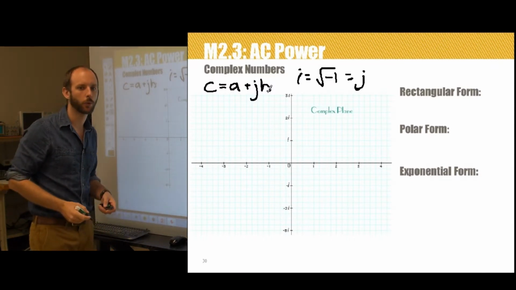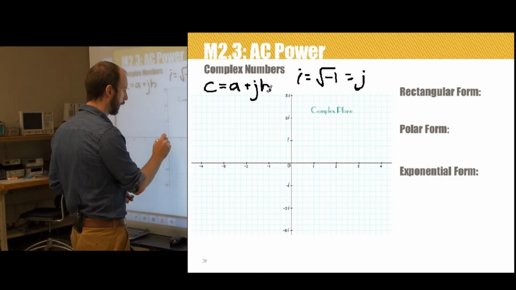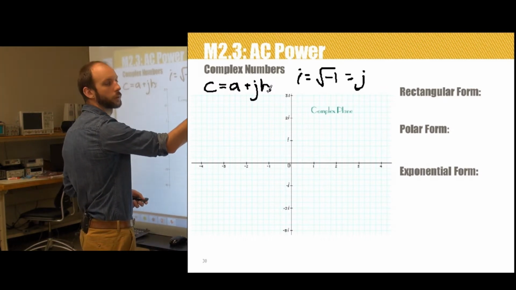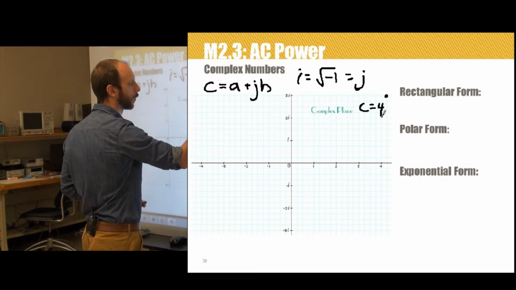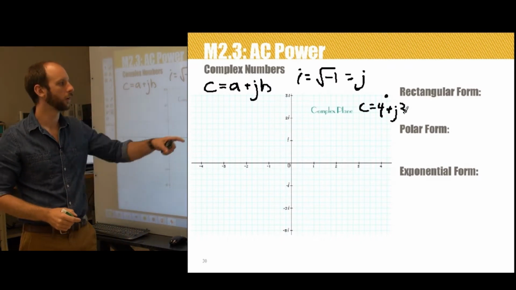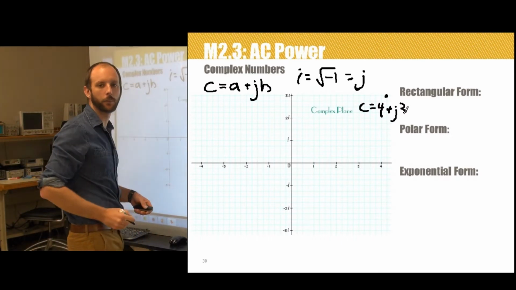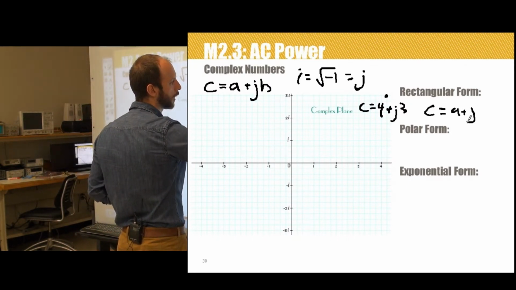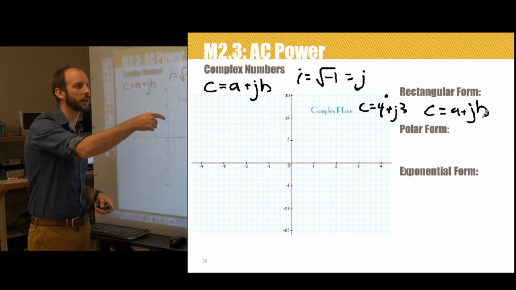For example, if we had the point C equals 4 plus j3, we could come out 4 units on the real axis. We could go up 3 units on the imaginary axis. We now have the point C equals 4 plus j3, 4 being the real part of that, j3 being the imaginary part of that. Often when we write complex numbers in this notation, C equals A plus jB, some people like to write that as C equals x plus jy. We call that rectangular form.